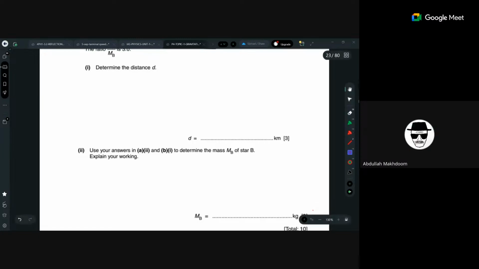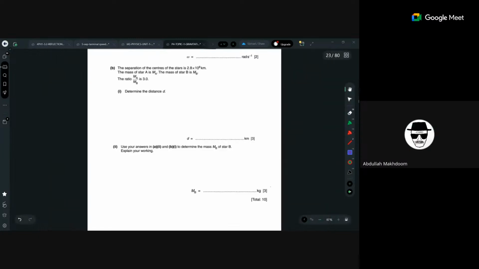Determine the distance D. Separation of the centers of the mass of the stars is 2.8. The mass of the star A is mass MA, and the mass of star B is MB. The ratio... अब दादा MA भाई कॉल अटेंड करो. अटेंड करके बात करो. Determine the distance D. Yes, isn't it the same one? देखो, you have to find the ratio... No, sir, you have to find distance.